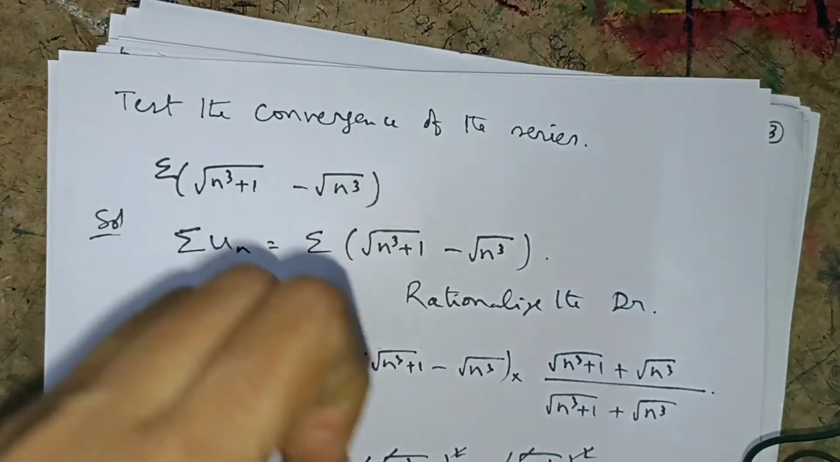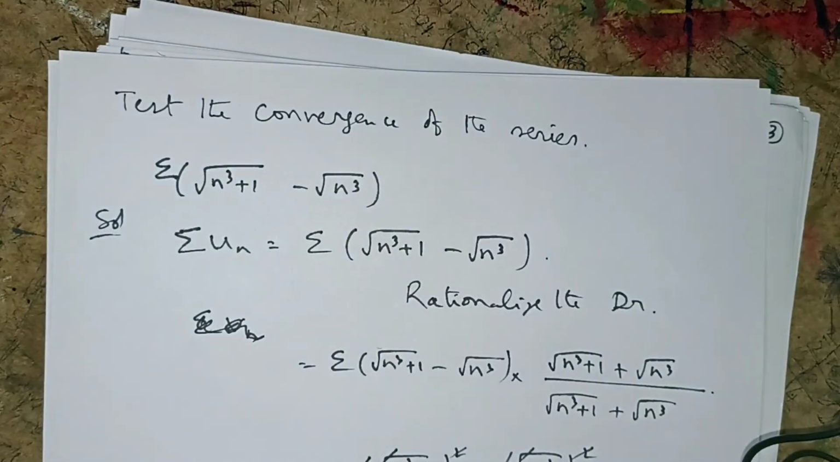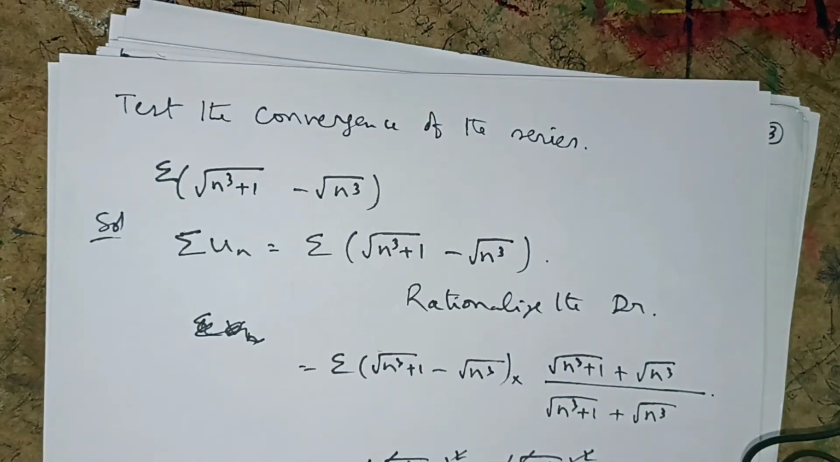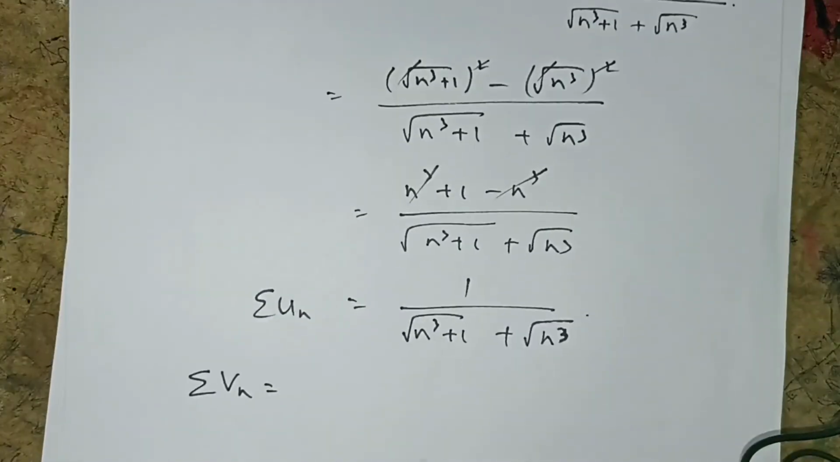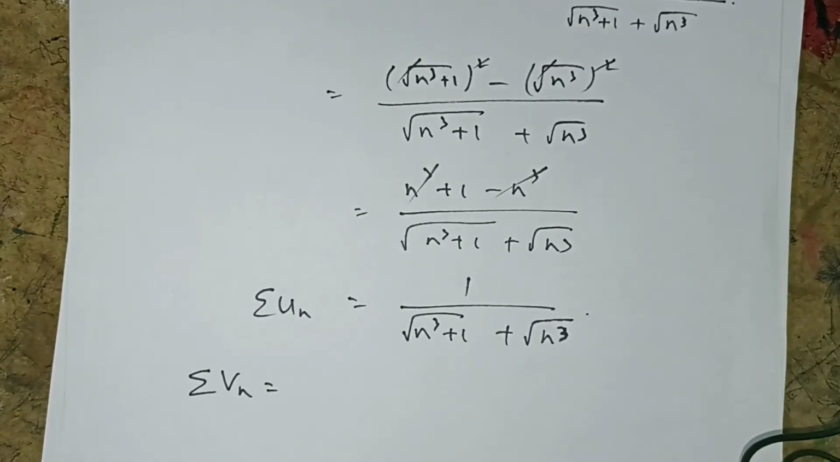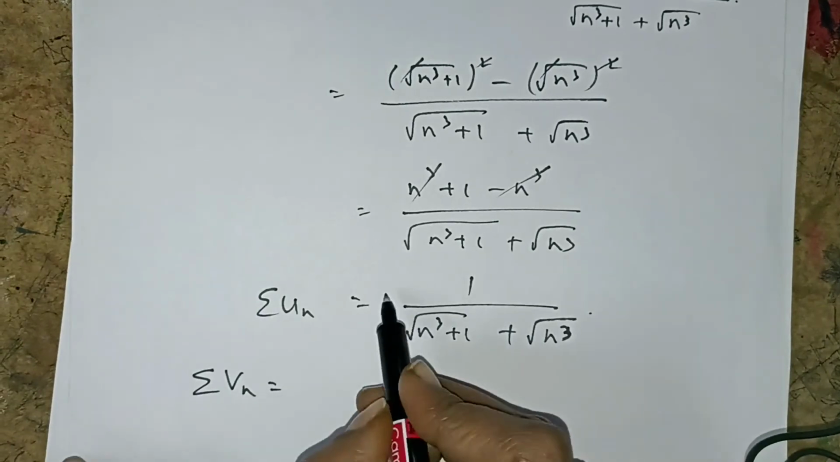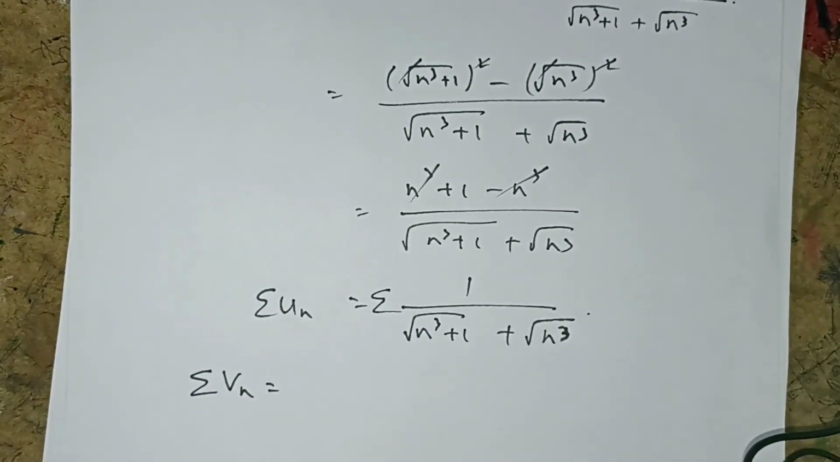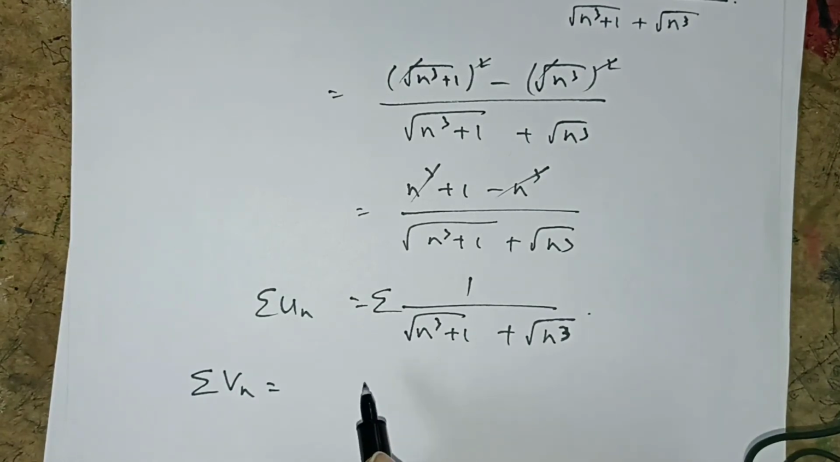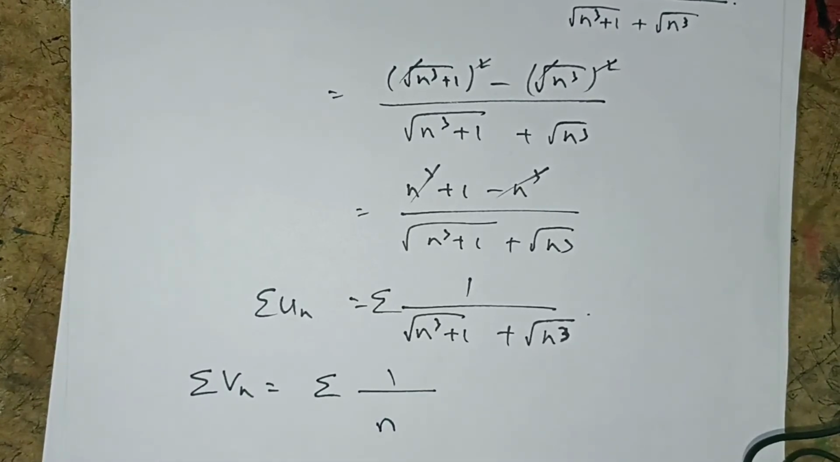What did I say to find sigma vn? Sigma 1 by n to the power of what should we write? The highest power of n in the denominator. The highest power of n in the denominator is root of n cube. Root of n cube means n to the power of 3 by 2. That means the highest power of n in the denominator is root n cube, which is nothing but n to the power of 3 by 2.